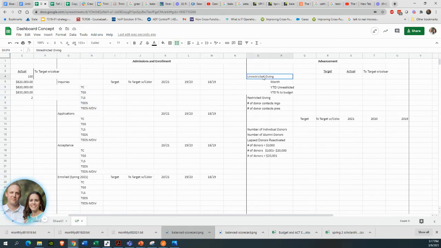Moving on to advancement, unrestricted giving. These are the 3 categories. Restricted giving. These are categories. This could be whatever, 2 million, excuse me. This could be up to 1,250,000 or something like that. All that sort of thing, okay, as far as size goes.